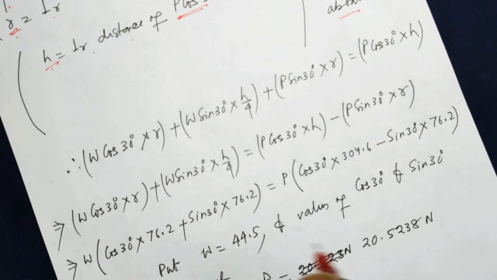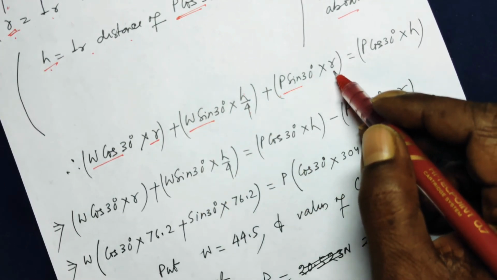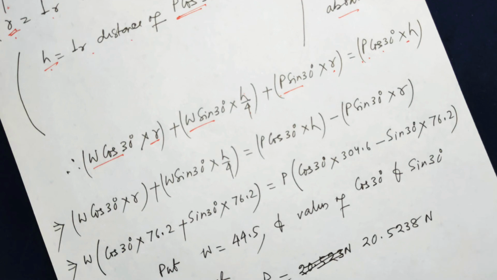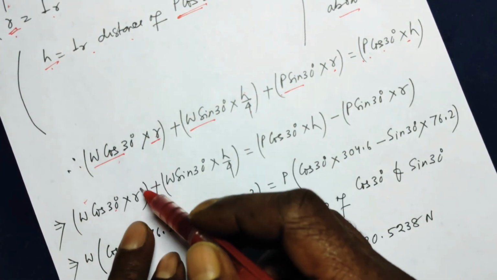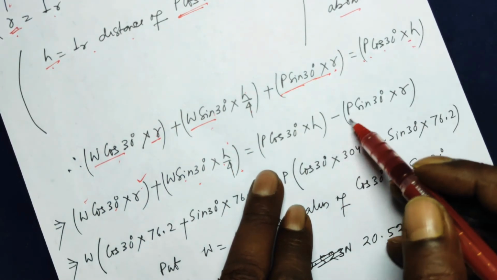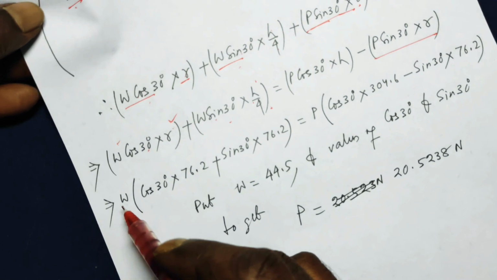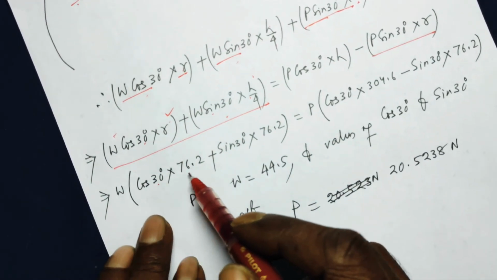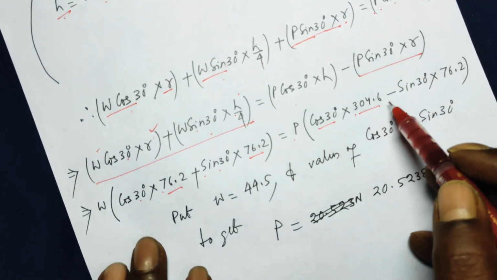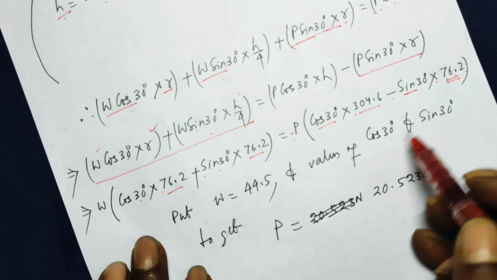So that is what I have written. W cos 30 times R plus W sin 30 times H by 4 plus P sin 30 times R will be equal to P cos 30 times H. Now simple, just put the values. Take this term to the right hand side, it is subtracted. Now take W common from here: cos 30 times R plus sin 30 times H by 4, equals P cos 30 times H minus sin 30, P taken common, times 76.2, that is the value of R.